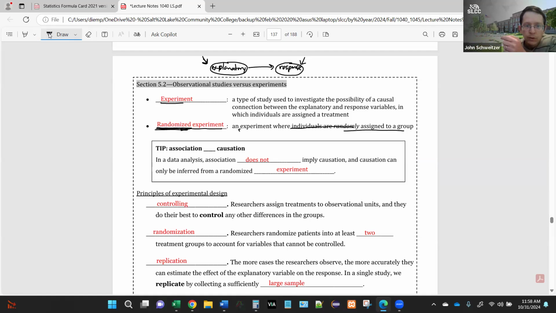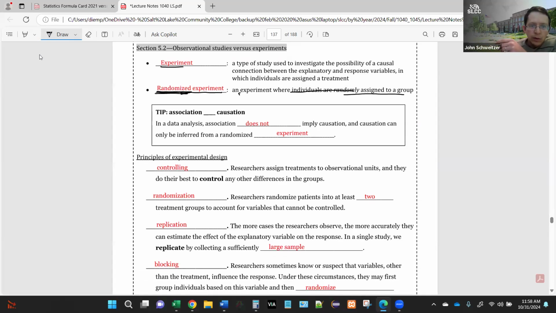So, as we were saying earlier, association does not equal causation. In data analysis, which would be more of an observational thing, association does not imply causation, but causation can be inferred from a randomized experiment. Not all experiments are as good as other experiments. Some are better, and part of the point of an experiment is to be able to filter out those confounding variables.